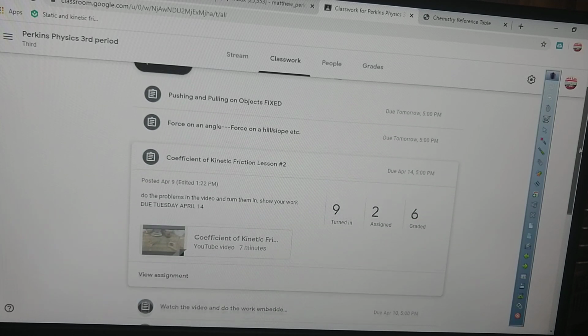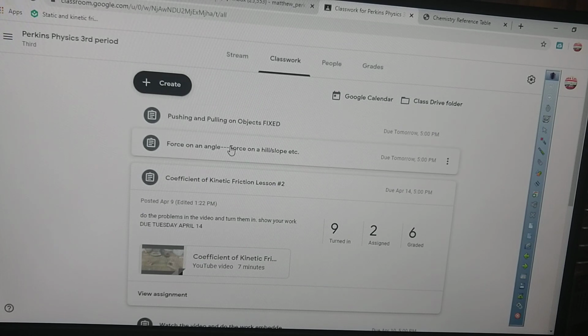And on my way up to the top, I've got two other problems. Pushing and pulling objects. And I had to fix that because you couldn't turn any work. And then force on an angle. And that's not due until tomorrow at 5, so I'm not going to give you those answers right now. But this is pretty much how the test is going to go.